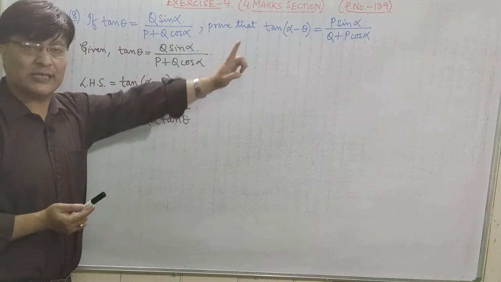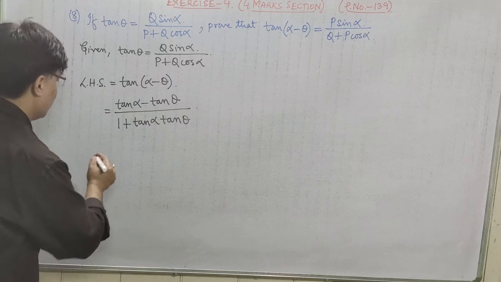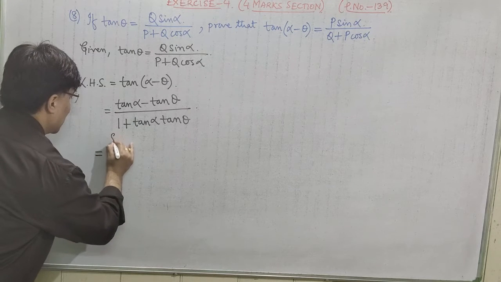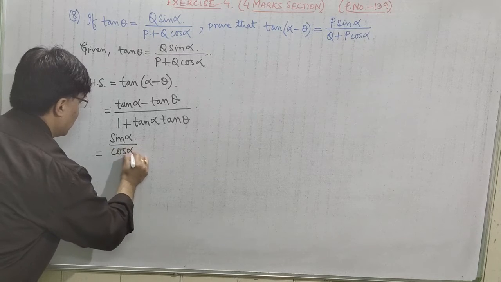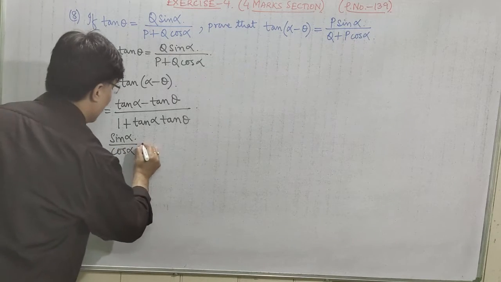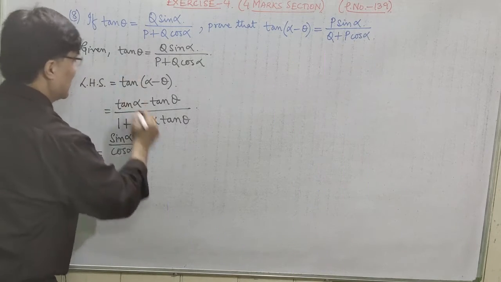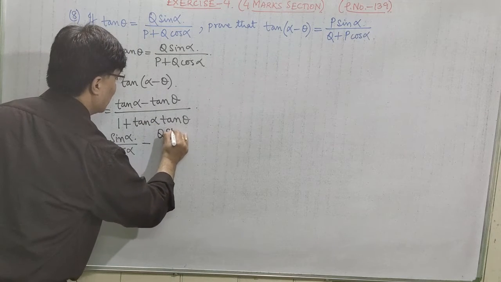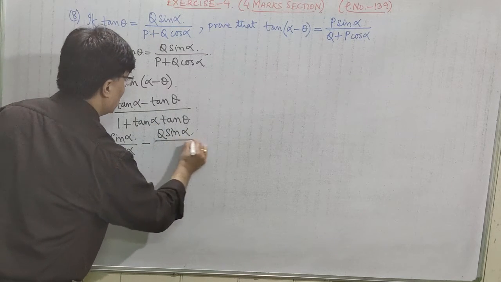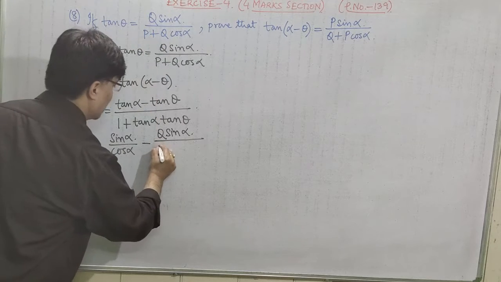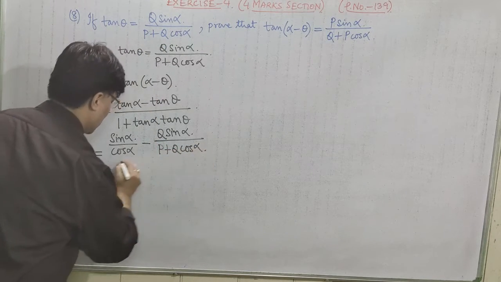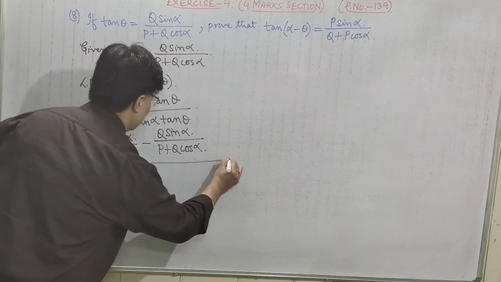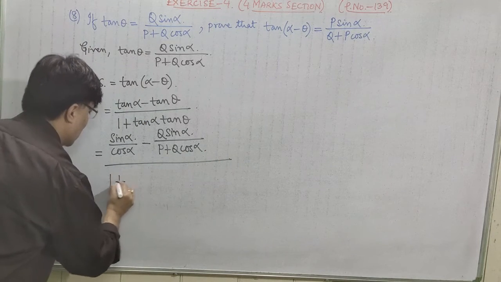So we can prove this LHS is equal to RHS. Which is equal to, what is tan alpha? It is sine alpha by cos alpha, right? So minus, what is tan theta? Let us put the value for tan theta from the given. It is given as q sine alpha divided by p plus q cos alpha. This whole divided by, in the denominator, 1 plus.